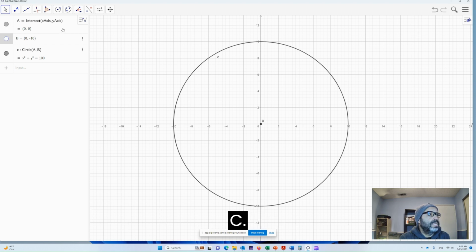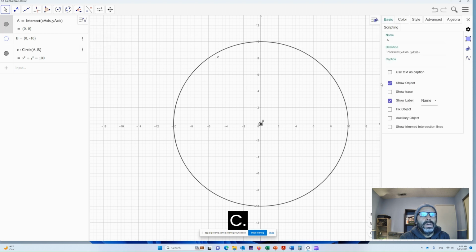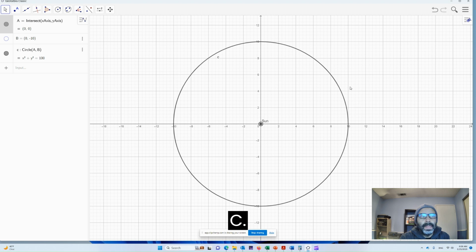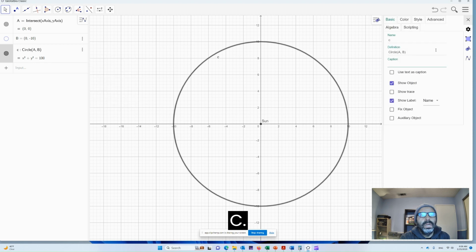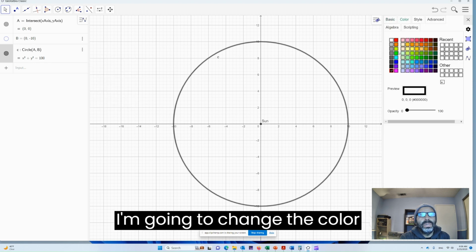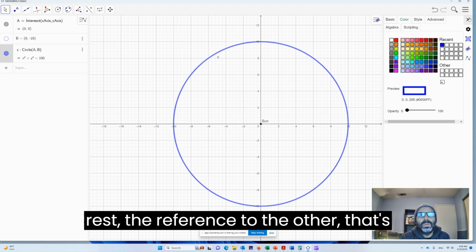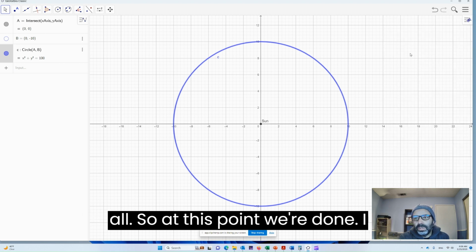And I don't really need the center also. Actually, I need the center, and I will tell you why, because that's supposed to be the sun. So I'm going to change the label in here and call this one sun, and hit anywhere, and that is where the sun is supposed to be, the center. This is the path of the Earth. Another change I'm going to make to this path, which in this case they call C, is to change the color to blue, just in reference to the Earth. That's all. So at this point, we're done.